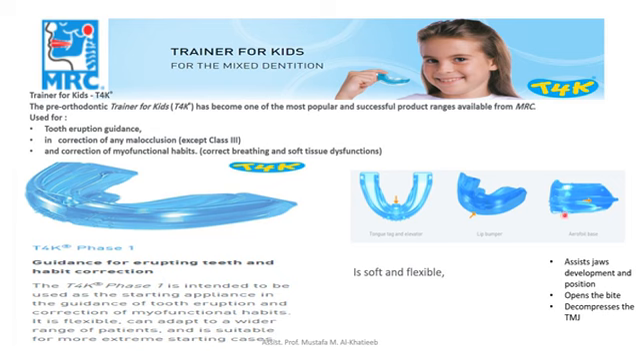This aerofoil base assists jaw development and position, opens the bite and decompresses the TMJ. The trainer for kids phase 1 provides guidance for eruption of the teeth and habit correction, and is intended to be used as a starting appliance in the guidance of tooth eruption, and can adapt to a wider range of patients and is suitable for more extreme starting cases.